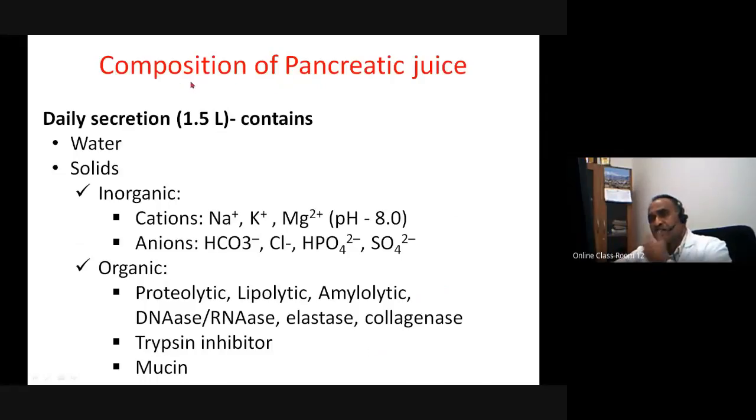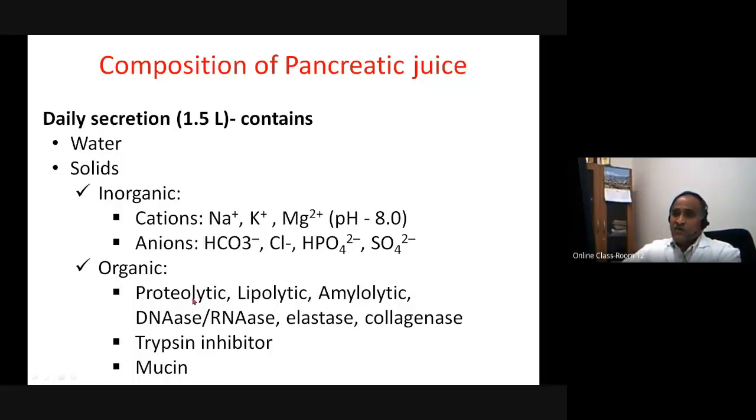What is the composition of the pancreatic juice? Again, I repeat. The daily volume is 1.5 liters. It has water and solids. Solids are inorganic and organic. Inorganic are the cations and anions. The cations are sodium, potassium, and magnesium. The pH is 8. The anions are HCO3, in large amount, chloride, HPO4, and sulfates. These are the anions.